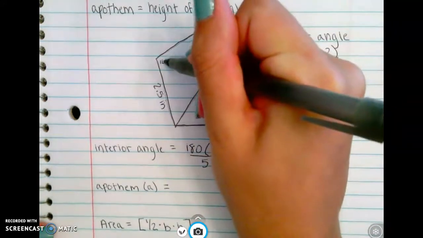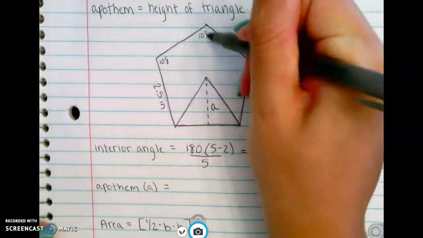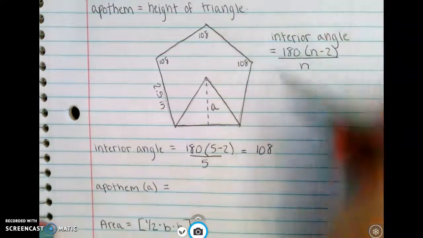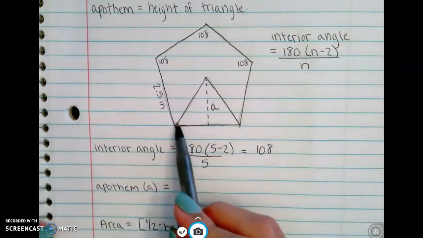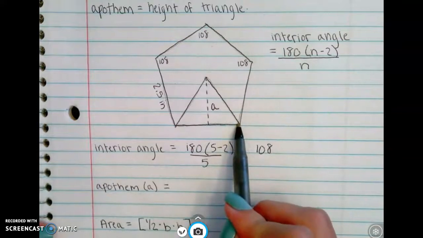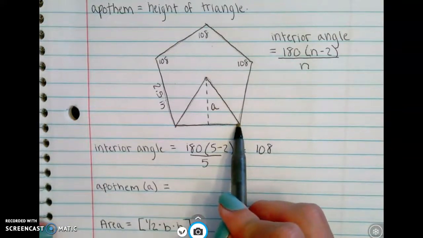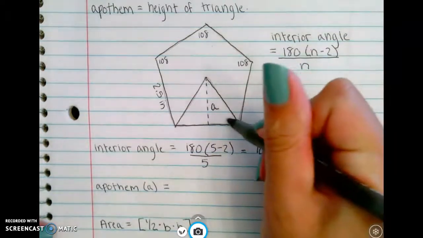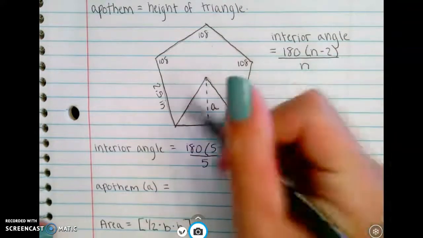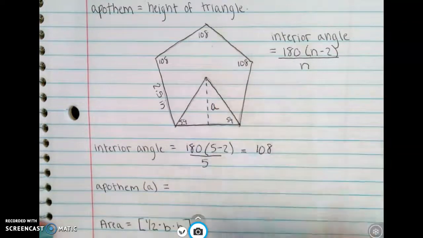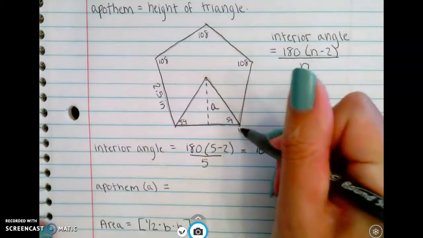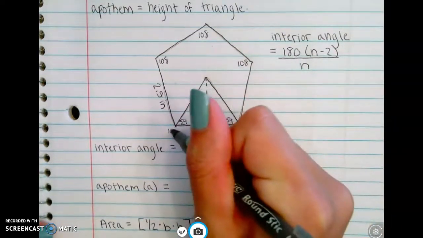So I'm going to go ahead and label 108 in all of the angles. But if you notice, the triangle that we created actually bisects the angles, so it cuts this angle in half. Half of 108 is going to be 54. So each of these angles is 54, while the whole angle is 108 still.